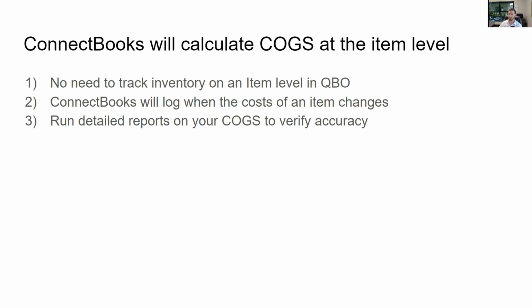You can just dump everything directly into inventory asset. Next thing is ConnectBooks also keeps a log when the cost item changes. So this is a huge feature. And what happens is a lot of times, and this is what I've had personally, stories where clients come to me from other accounting firms or they're using other apps. And they say at the end of the year, they're showing, let's say on their P&L, $900,000 cost of goods sold. They're telling the accountant, no, it's really 800.